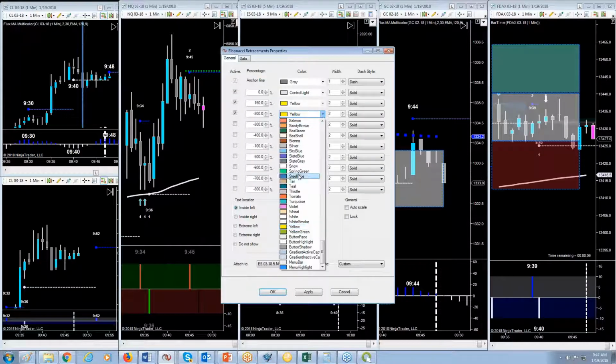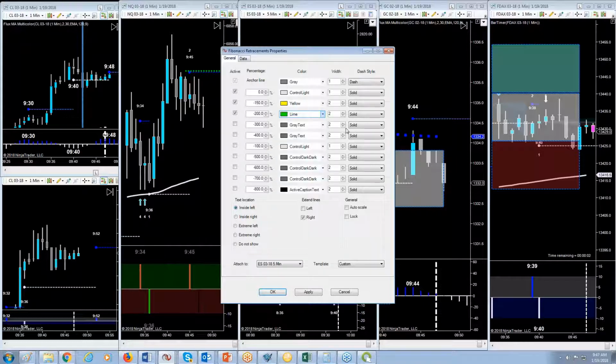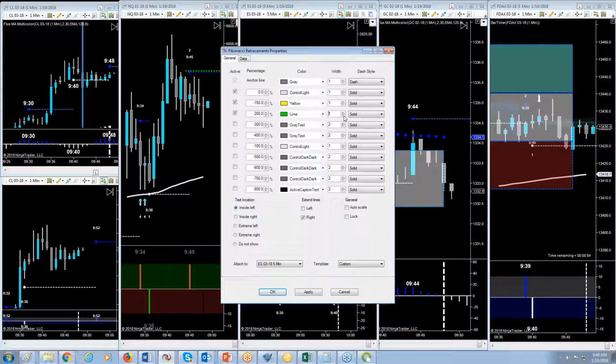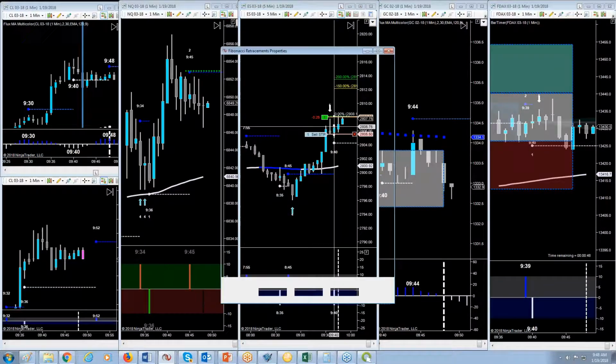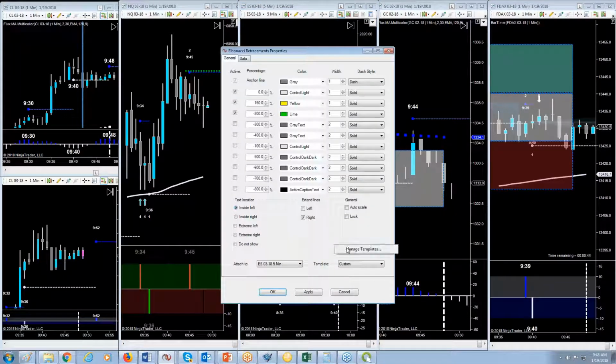Percent will be green. Let's get the nice lime green that we love. Just do 1 and 1. Set this as default.